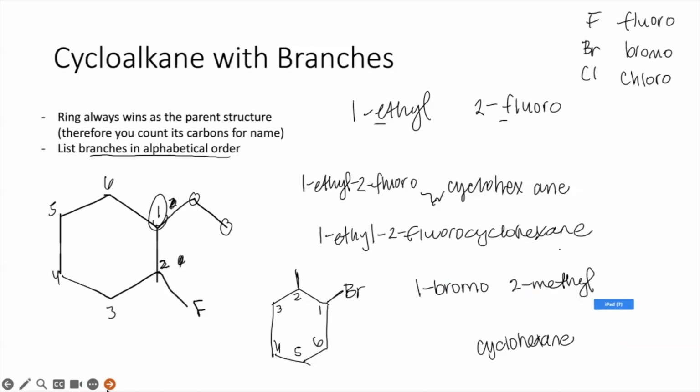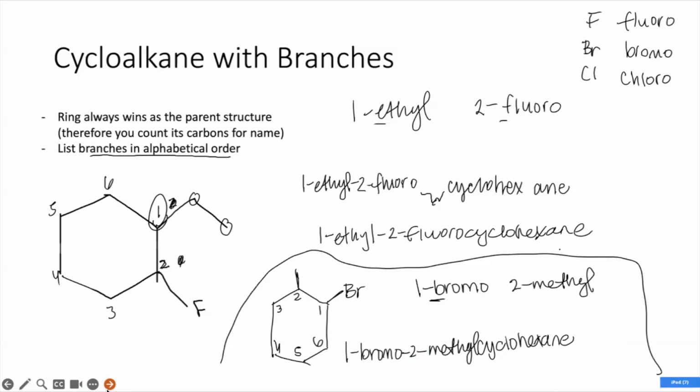So the one that gets listed first is the lowest one alphabetically, which again just happens to correspond with how we numbered them. So 1-bromo, hyphen, 2-methyl cyclohexane. Right. All right.